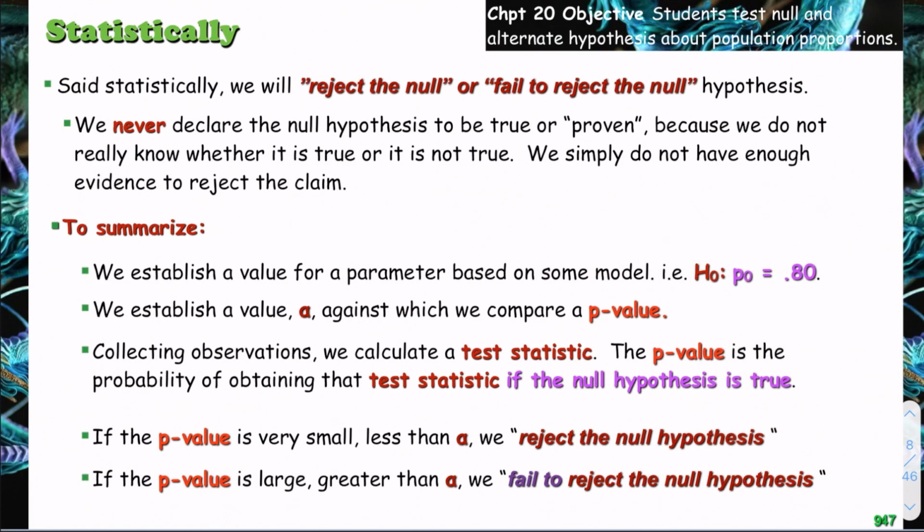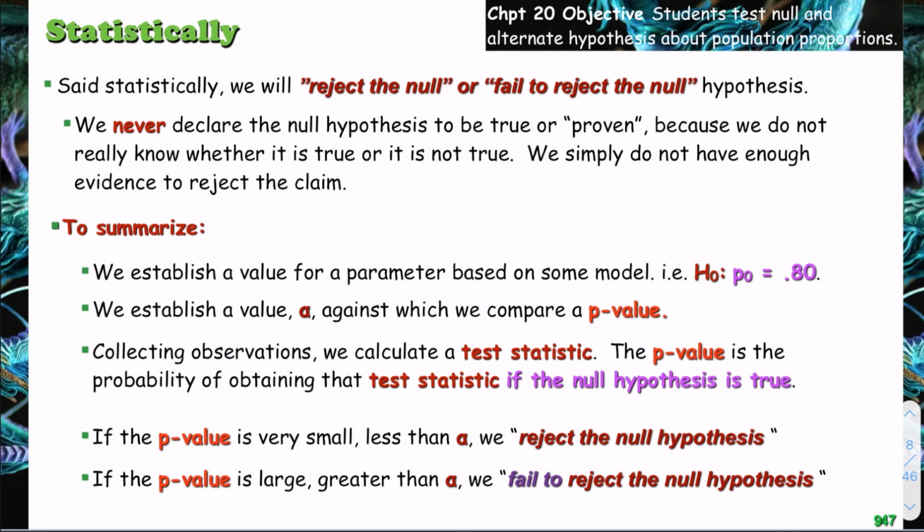I know this is going to sound confusing to begin with, but really, statistically, we will either reject the null or we will fail to reject our null hypothesis, our original statement. We never declare the null hypothesis to be true or proven. Remember, there's no exactness when it comes to statistics. We have to use these types of squishy words. There's always some level of uncertainty when we involve probabilities, because we do not really know whether it is true or is not true. We simply don't have enough evidence to reject the claim.